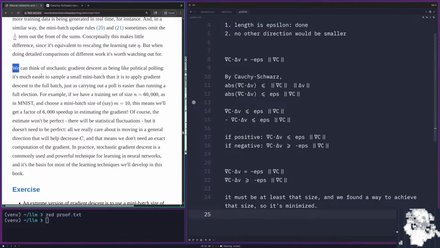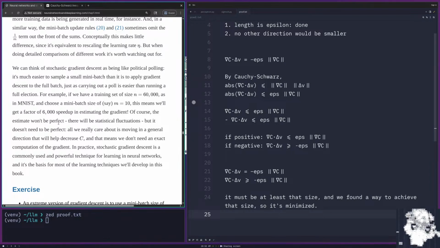We can think of stochastic gradient descent as being like political polling. It's much easier to sample a small mini batch than it is to apply gradient descent to the full batch, just as carrying out a poll is easier than running a full election. For example, if we have a training set of size n equals 60,000, as in MNIST, and choose a mini batch size of, say, m equals 10, this means we'll get a factor of 6,000 speed up in estimating the gradient. Of course, the estimate won't be perfect.